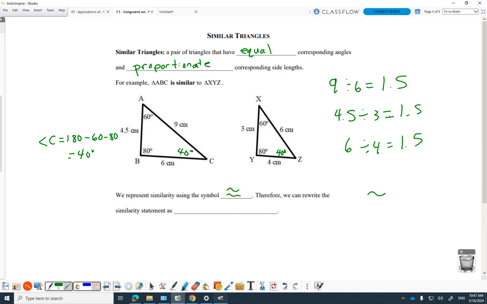Then we can write similarity statements like this. Triangle ABC is similar to triangle XYZ.